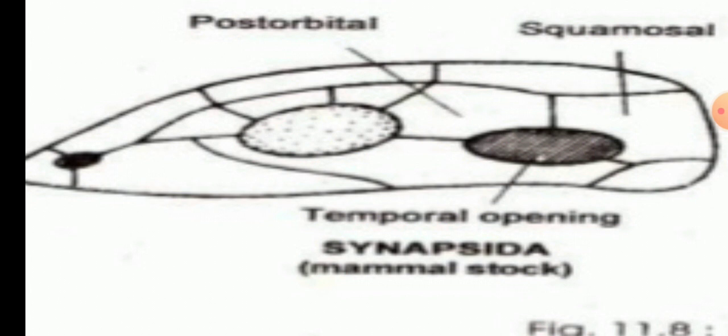Okay, and it has given rise to present day mammals, and it is also found in Cynognathus, which is referred to as one of the mammal-like reptiles. That's why this type of skull is said to have given rise to the present day mammals. Okay, the next one.